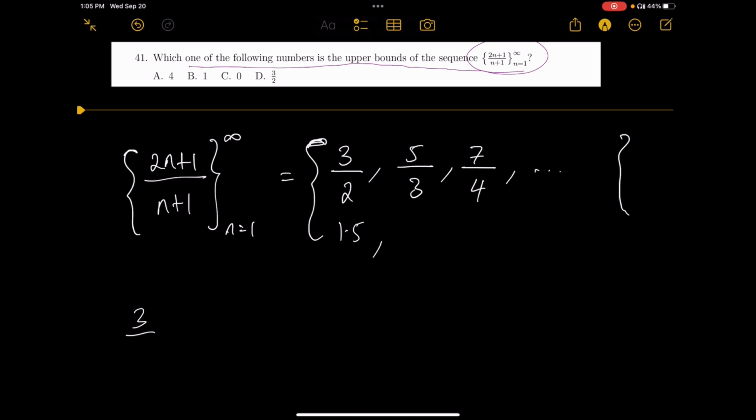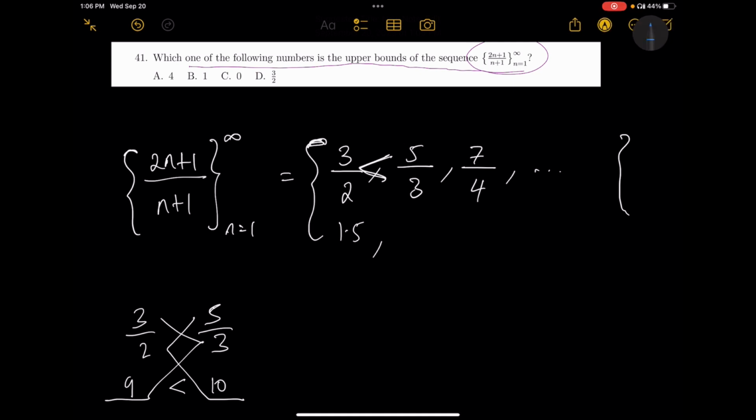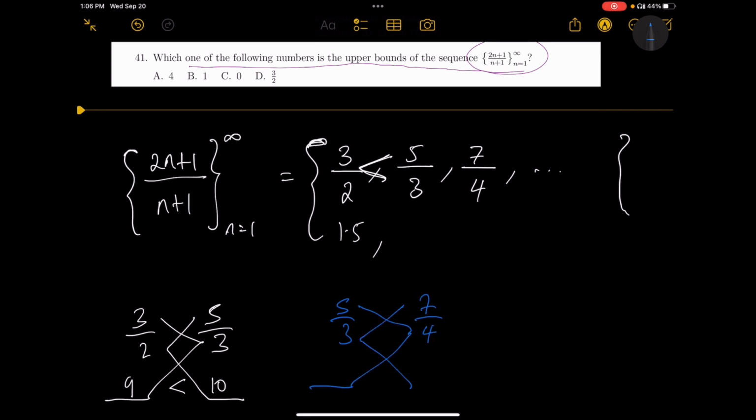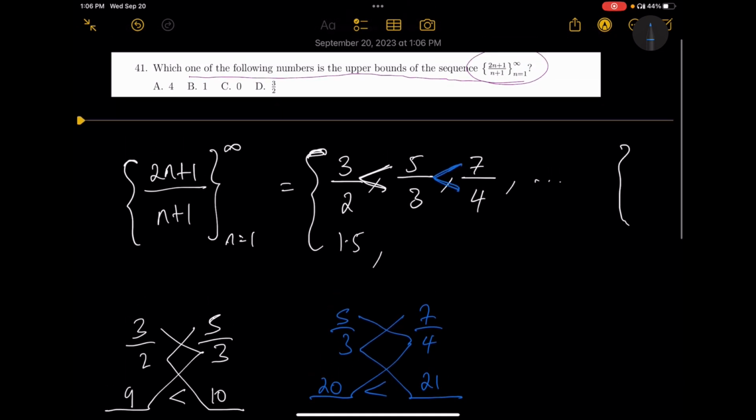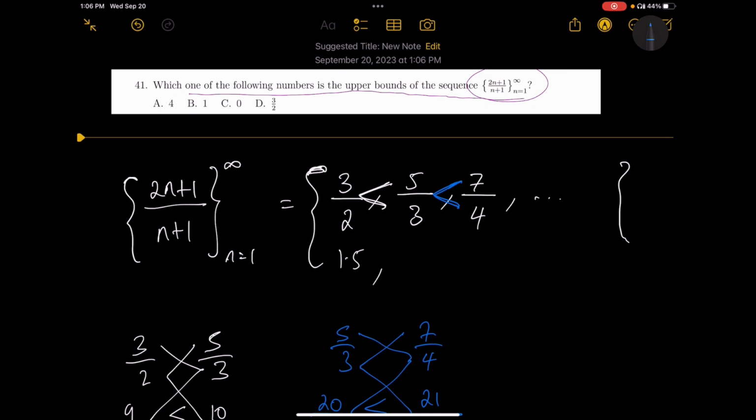Which is greater, 3 over 2 or 5 over 3? 3 times 3 is 9 and 5 times 2 is 10, so 5 over 3 is greater than 3 over 2. Now which is greater, 5 over 3 or 7 over 4? 5 times 4 is 20 and 7 times 3 is 21, therefore 7 over 4 is greater. It keeps increasing. The sequence is an increasing sequence, and it is also bounded from above.